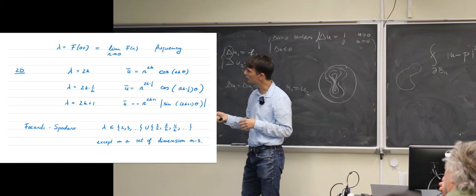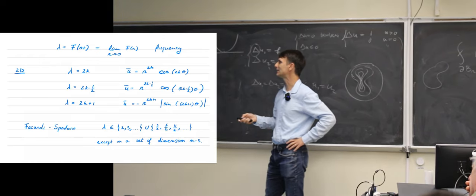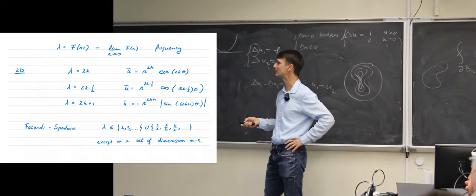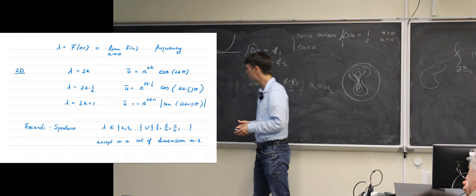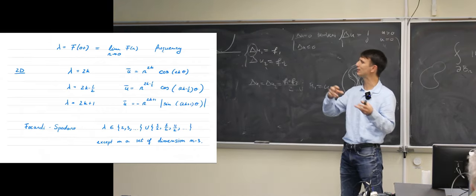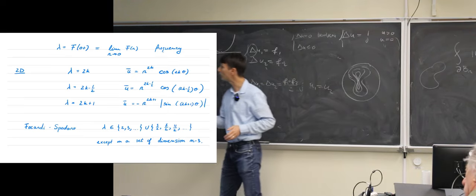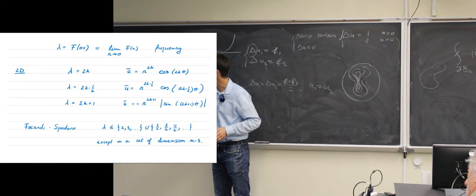But there are also these frequencies that correspond to the values 3 halves, 7 halves, 11 halves, which are like the real part of z to the 3 half, the real part of z to the 7 half, and so on. So these are the profiles that, in fact, I would see at this point.